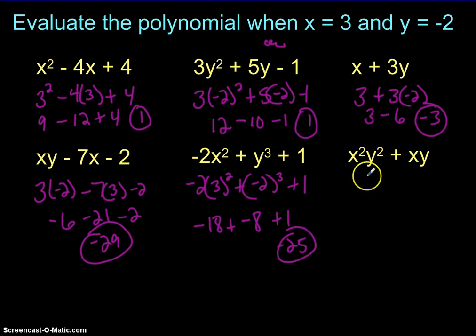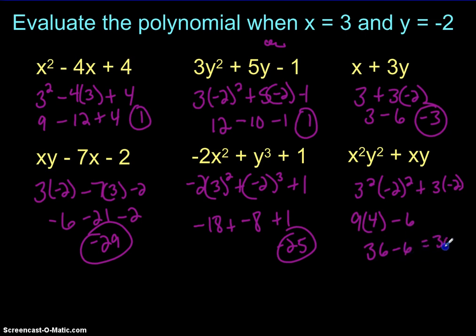Okay? Substitute 3 squared, negative 2 squared, plus 3 times negative 2. 3 squared is 9. Negative 2 squared is positive 4. And that's going to be minus 6. That's going to be 36 minus 6, which is equal to 30. Okay? Again, substitute, show the substitution on your paper, then give me the answer, the evaluation. Okay? That sums it up for our introduction to polynomials today.